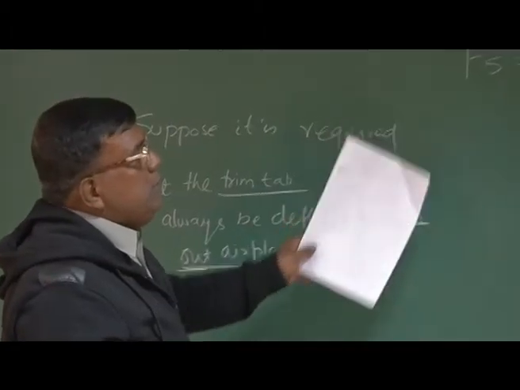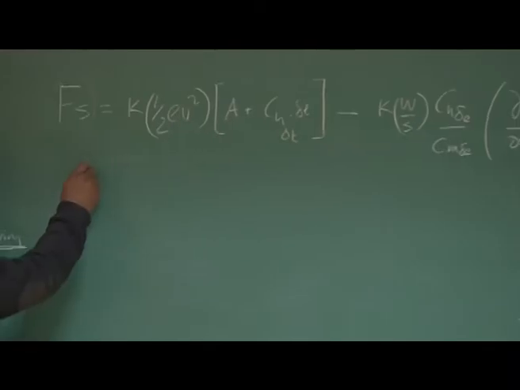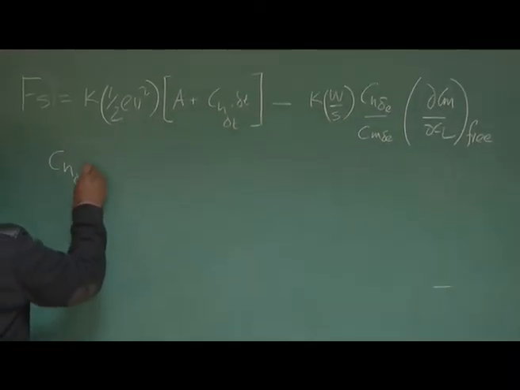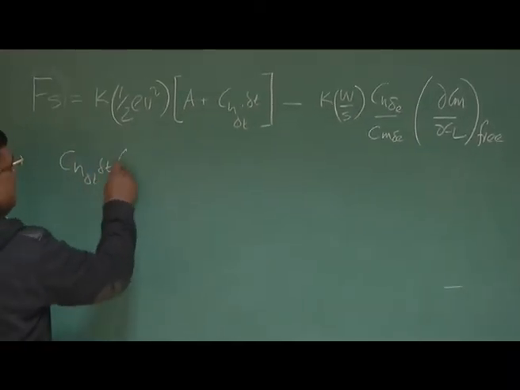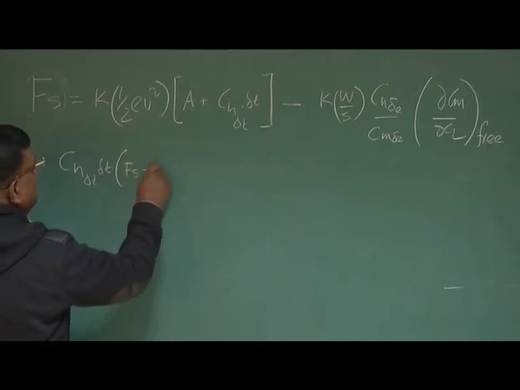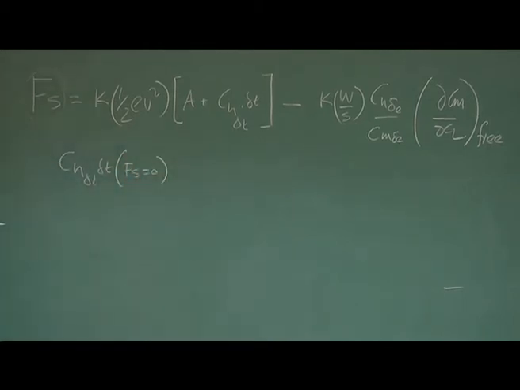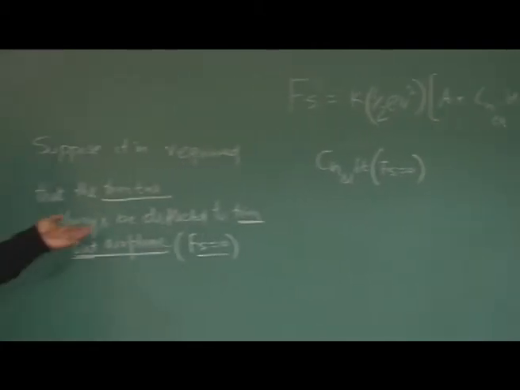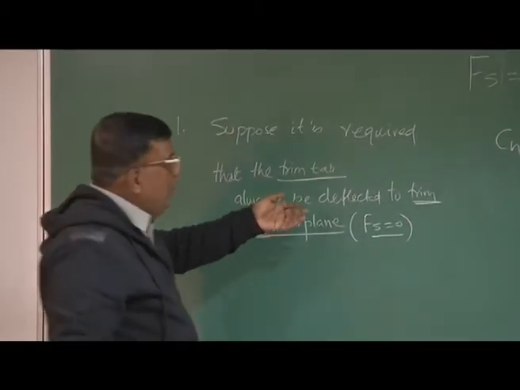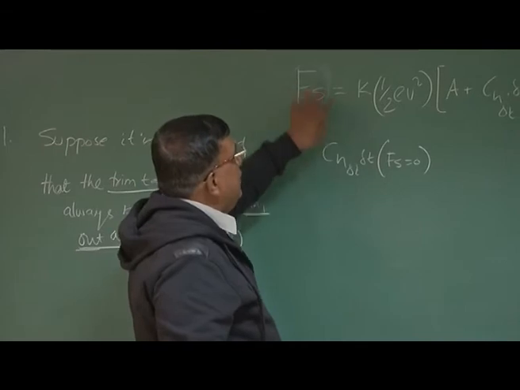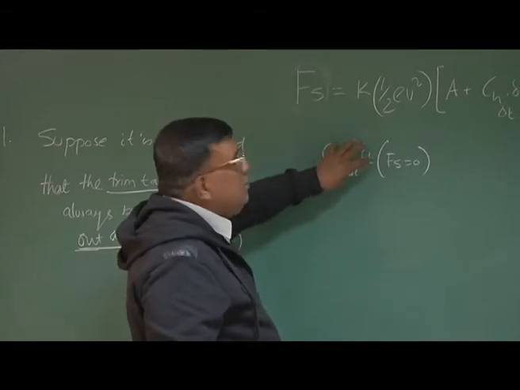So using this equation, we will try to find out what is Ch delta t into delta t to ensure that Fs equal to 0. So this is a statement that delta t is always deflected to trim, right? So always delta t is deflected such that Fs is 0. I want to know what is this contribution.